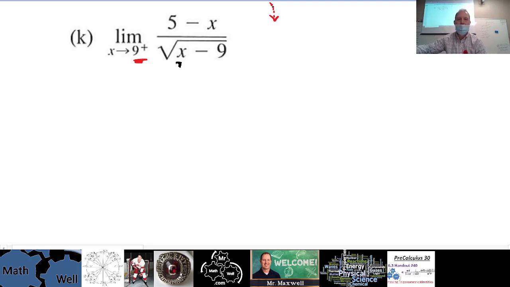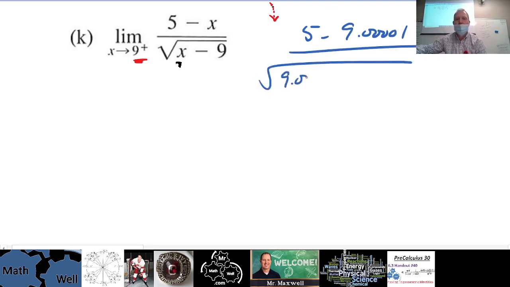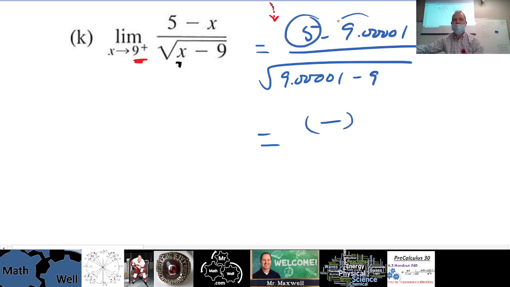And what you would do is exactly what I did here before. You would say, okay, so 5 minus something that's almost 9, or 5 minus 9.0001, okay? And this is going to be the square root of 9.00001 minus 9. That's what you're thinking in your head. And again, just pick a number that's super close, but on the right side of 9, so just greater than 9. Okay, so this is going to be a negative number. Do you see that? 5 minus almost 9. That's going to be a negative almost 4, right? So that's going to be a negative number.